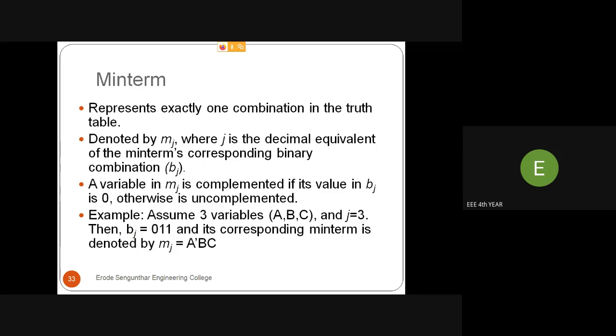See the example: assume three variables a, b, c and j equal to 3. Then bj is equal to 0, 1, 1. The corresponding min term is denoted by a bar b c. The 0 gives a bar, and 1, 1 give b and c. So a bar b c is the min term.